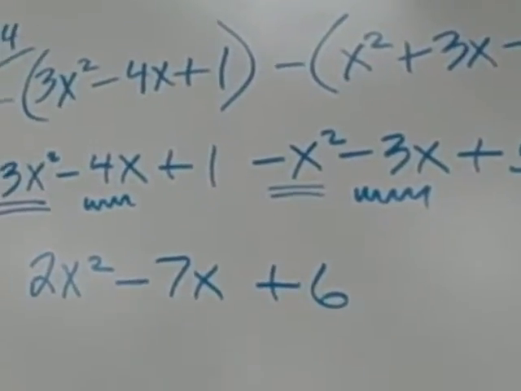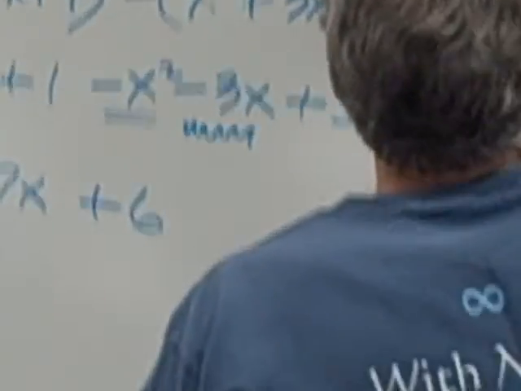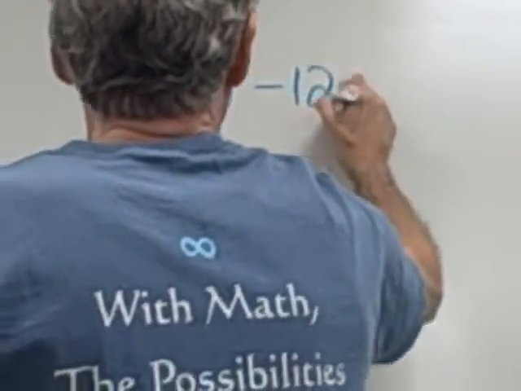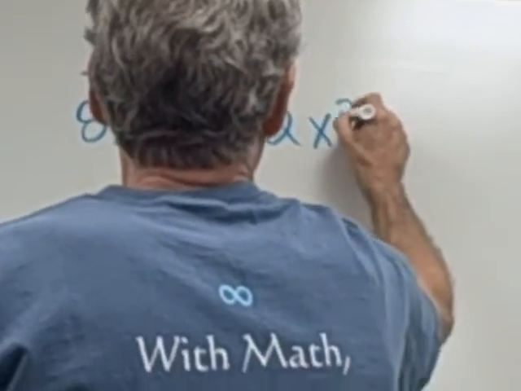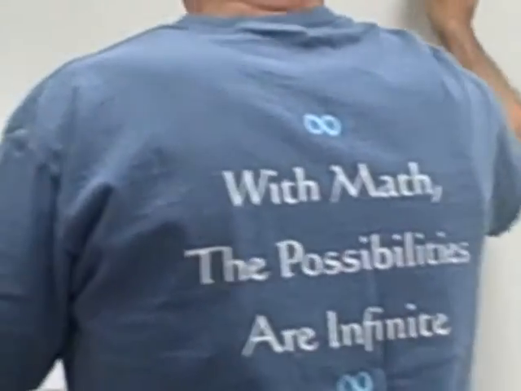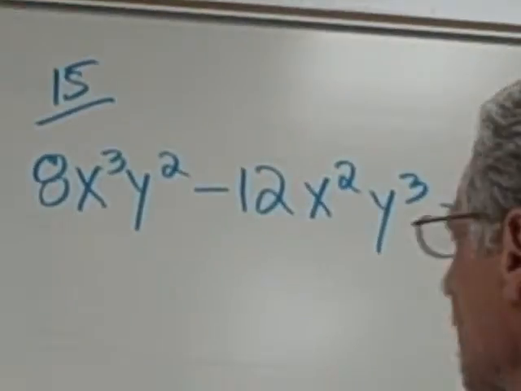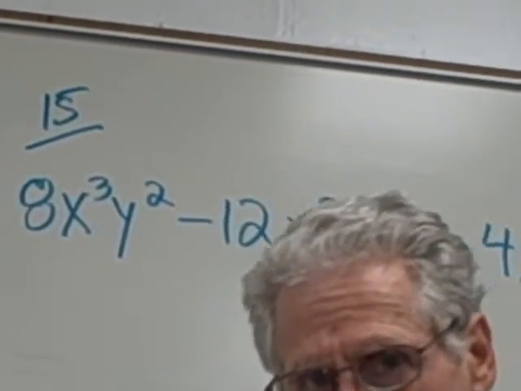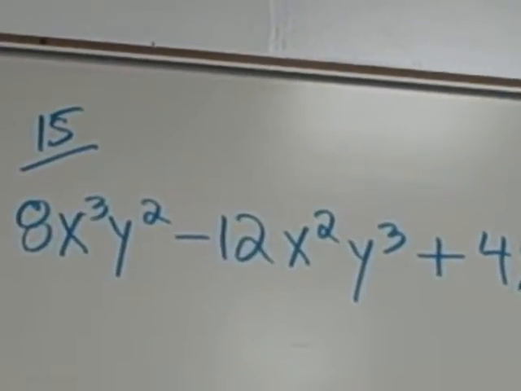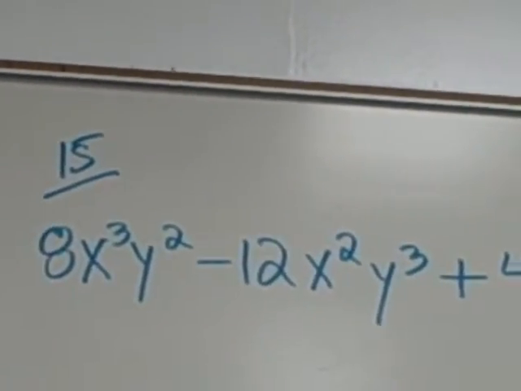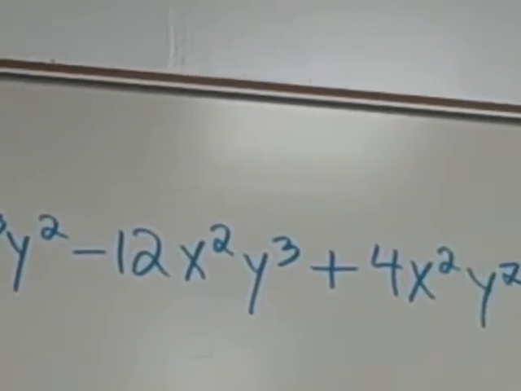Oh, look at number 15. That's a good one. 8x cubed y squared minus 12x squared y cubed plus 4x squared y squared. Okay, I'll wait till you get that down. Oh, you're still doing that? Right.